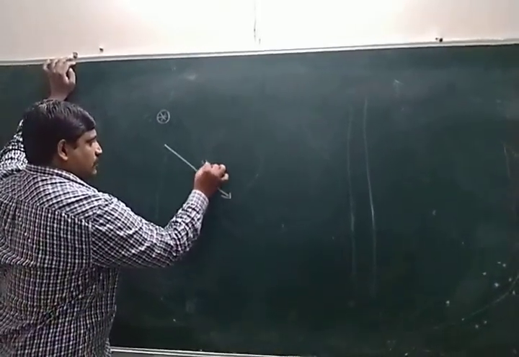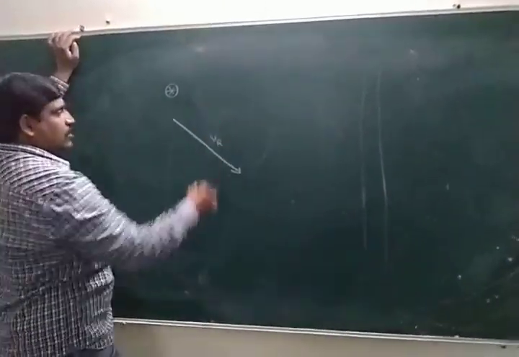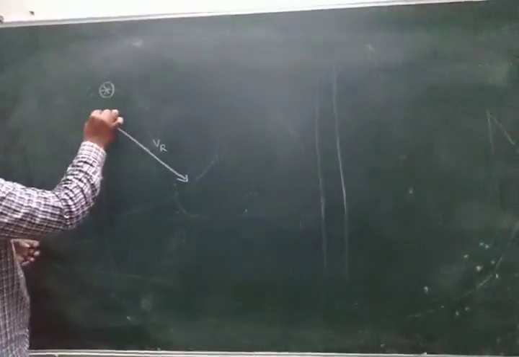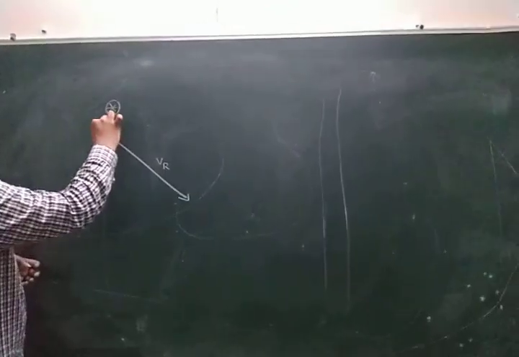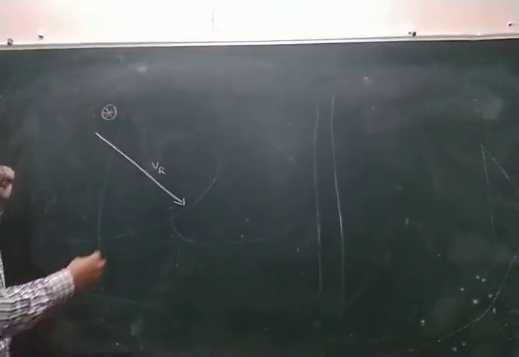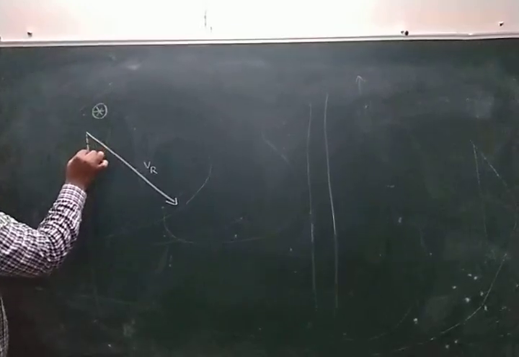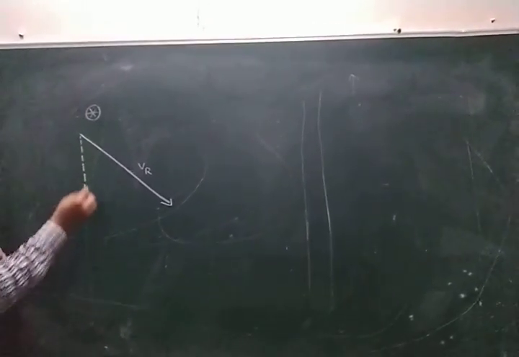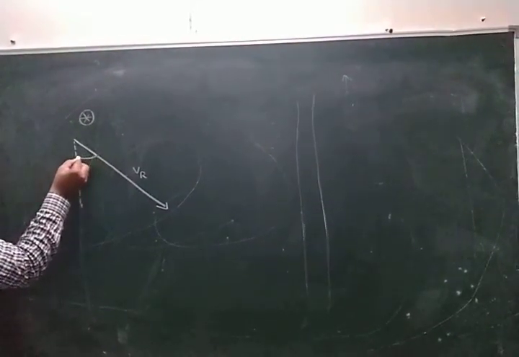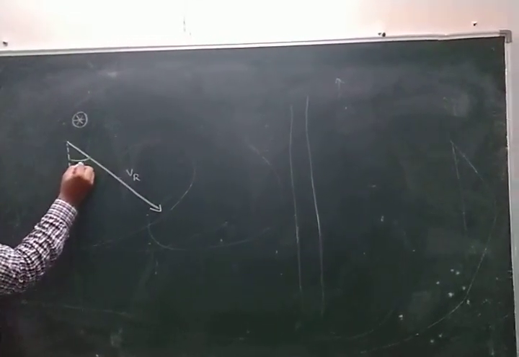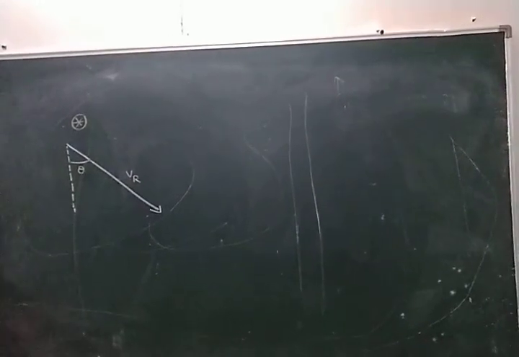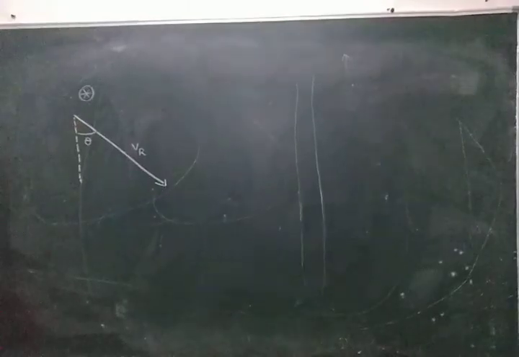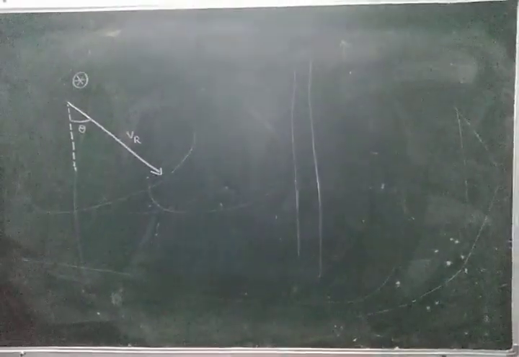Velocity of rain. Here, rain falling slantwise now. Look here. This rain makes an angle theta with the vertical. Okay? The rain makes an angle theta with the vertical.